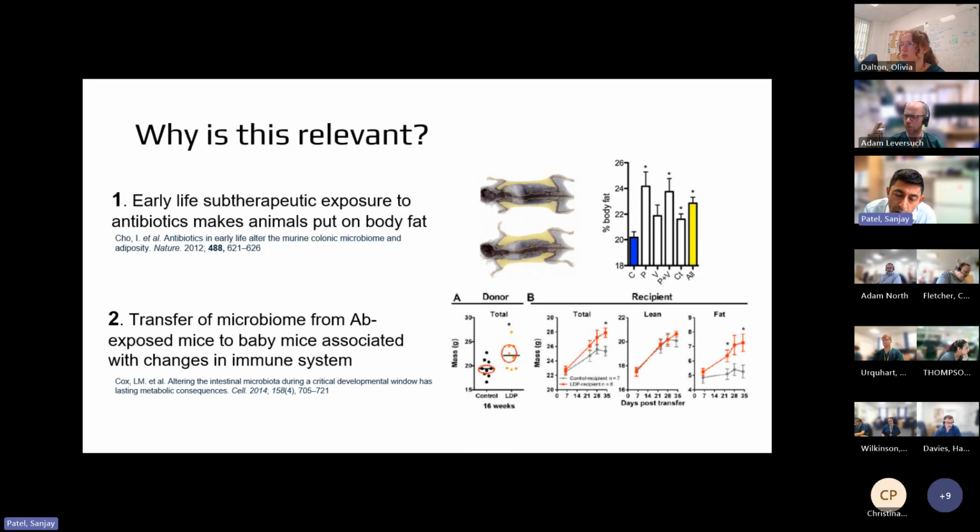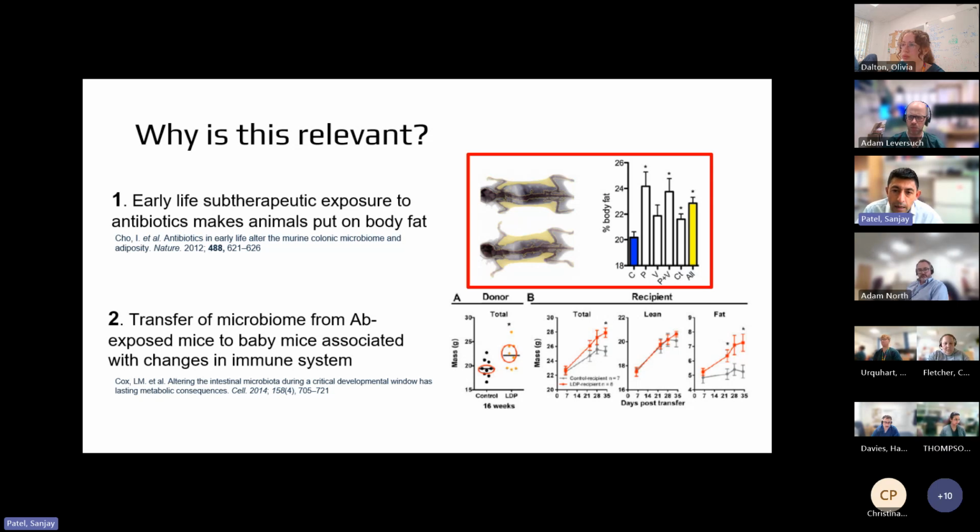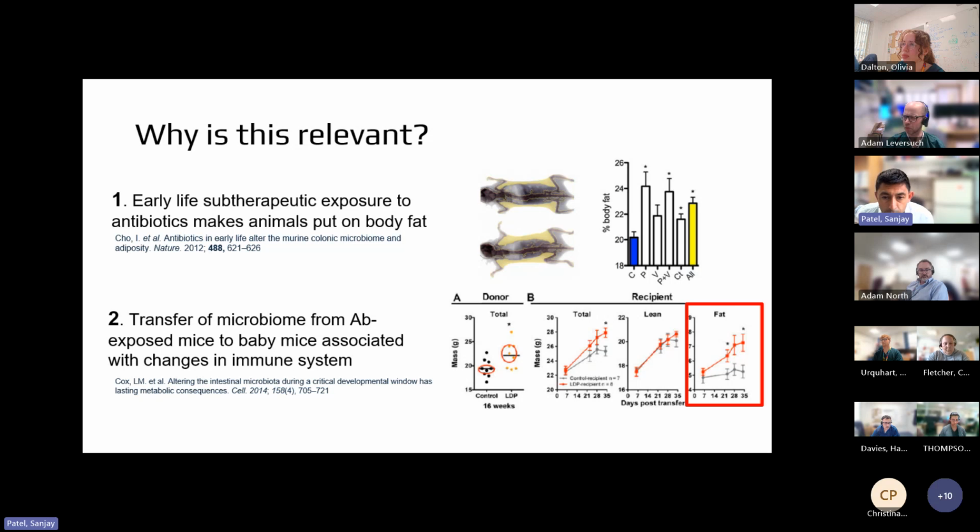And when you then look at the fat distribution of these two mice on the right-hand side, you see that the lower mouse has been exposed to antibiotics in the infant period when it was a baby mouse, and its fat composition is far greater than the one that wasn't, which is interesting. It gets much more interesting when you try and work out why that happens. And it's not directly because of the antibiotics.